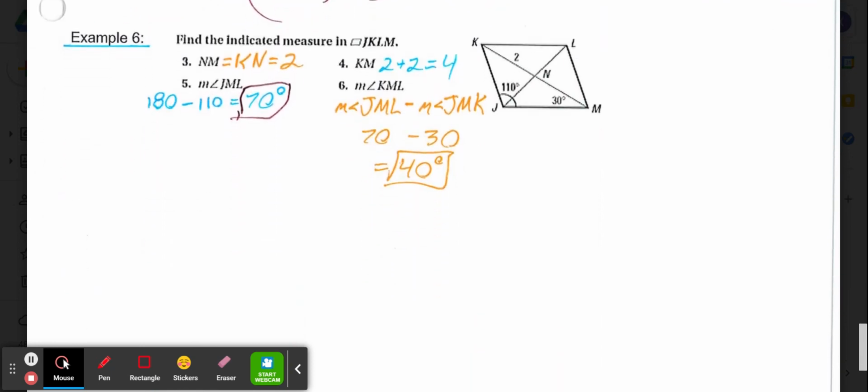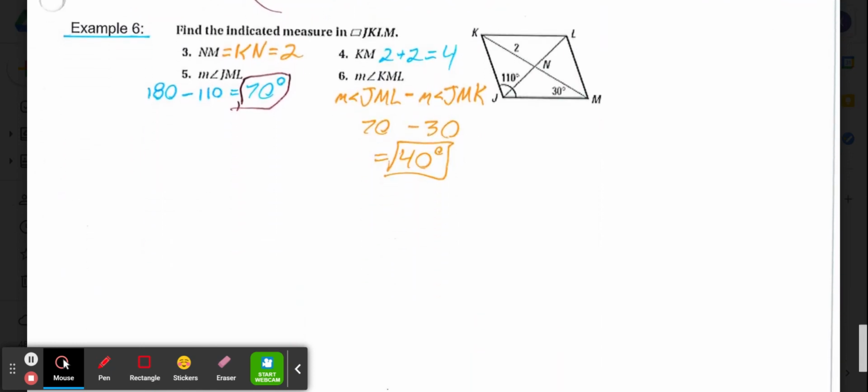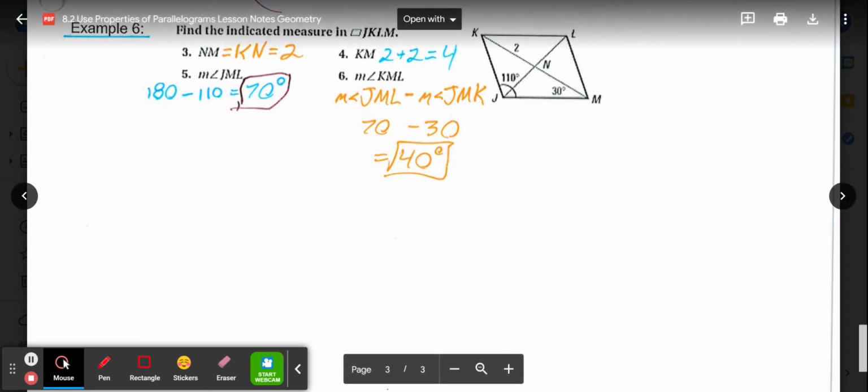Then our last example for today's lesson is finding the missing measures or indicated measures in parallelogram JKLM. So first they want us to find the distance of N to M. So we knew KN was 2, so NM, the other part of that diagonal, also has to be 2. Then for number 4 here, the whole segment KM, if we know KN is 2 and NM is 2, 2 plus 2 would give us the whole segment of 4.